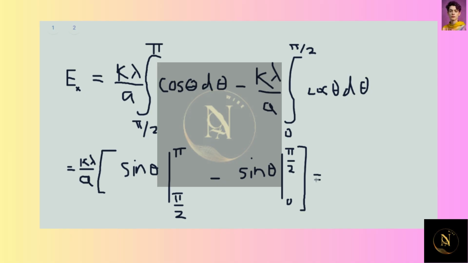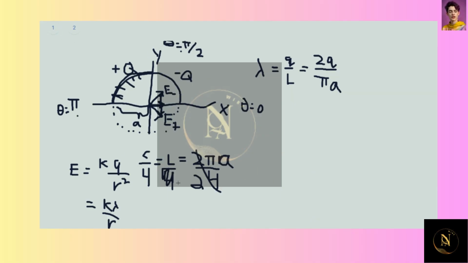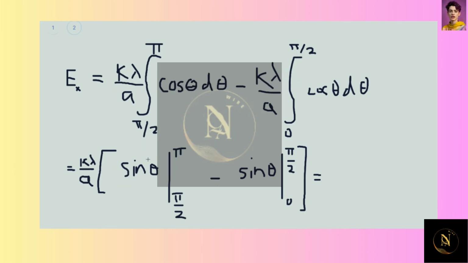All right, so this should be pretty simple here. If we look at sine of pi, what is that going to be? Well, on the unit circle, if theta is equal to pi, then there's no y part, so it's going to be 0. And then sine of pi over 2 will be 1, right? Because that's the top of the circle here, as we can see. So the first one is going to be 0 minus 1. So we'll have a minus k lambda over a for the first part.